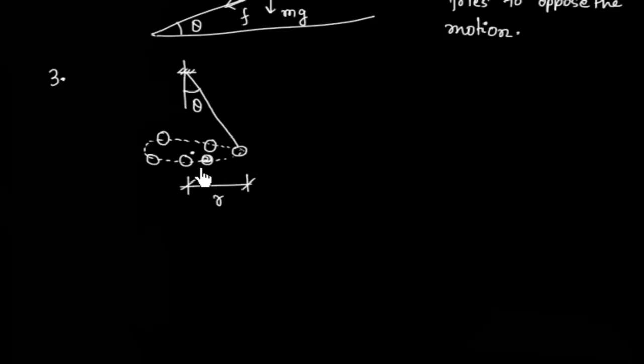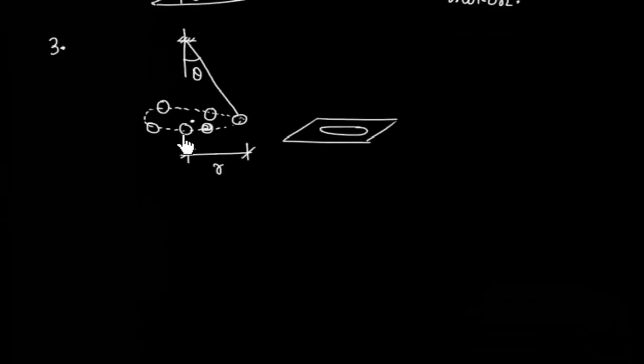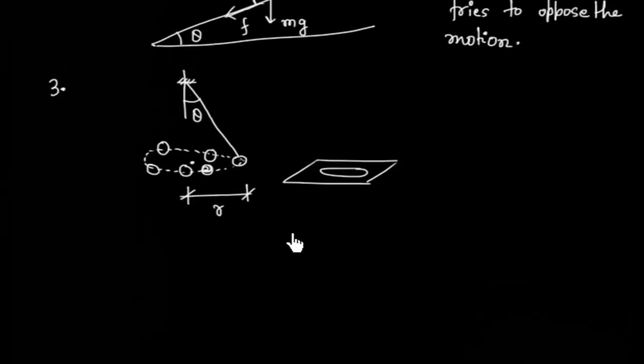Now if you see, this circle lies in a horizontal plane. So this circle lies in a horizontal plane, and that's why we say this ball is moving in a horizontal plane. So in this case, a ball moving in a horizontal circle.